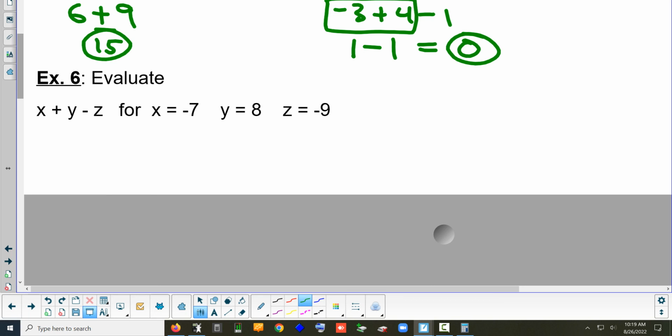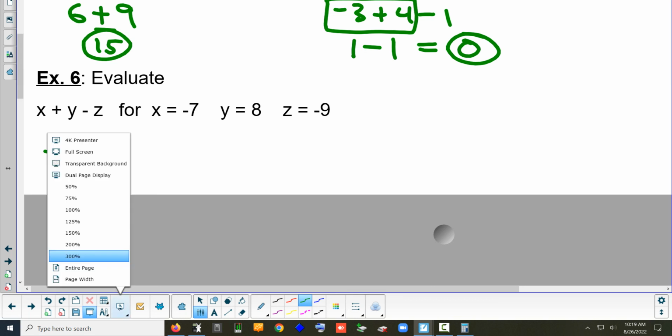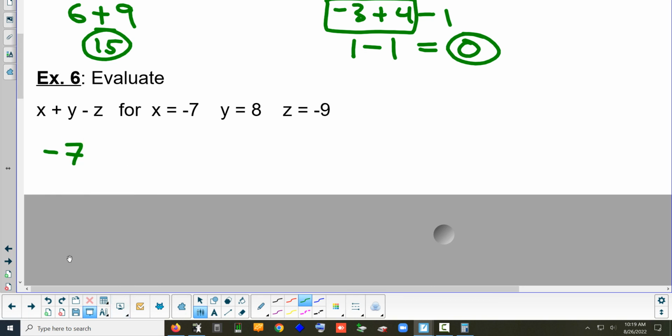Aiden, what am I replacing x with? -7. And what's going to come right after the -7? Nope, not a minus. All we're going to do is change those letters to what they tell us to. Everything else that they gave us is going to stay the same.